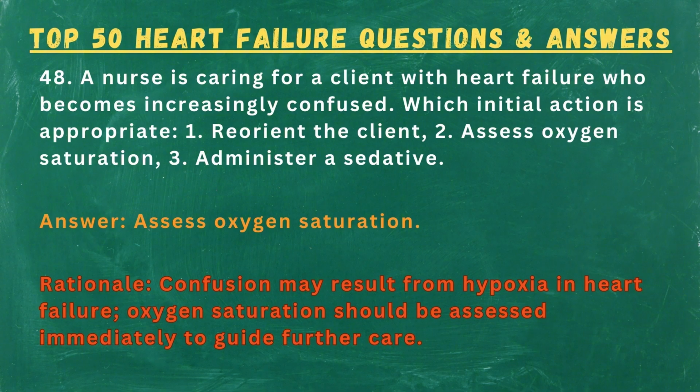48. A nurse is caring for a client with heart failure who becomes increasingly confused. Which initial action is appropriate? 1. Reorient the client. 2. Assess oxygen saturation. 3. Administer a sedative. Answer. Assess oxygen saturation. Rationale. Confusion may result from hypoxia and heart failure. Oxygen saturation should be assessed immediately to guide further care.